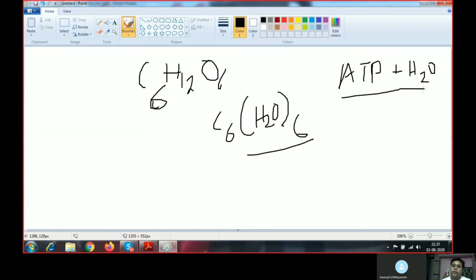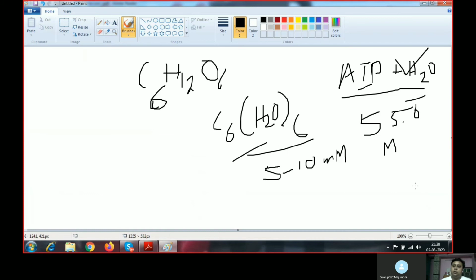So why is ATP hydrolysis not happening here? Why is ATP donating its phosphate group to the glucose molecule? Another point is that the concentration of water is about 55.6 molar, and the cellular concentration of glucose is only 5 to 10 millimolar. So if you compare the concentration of water with that of glucose, the concentration of water is absolutely high. So there is every possibility that ATP can donate its phosphate group to water.